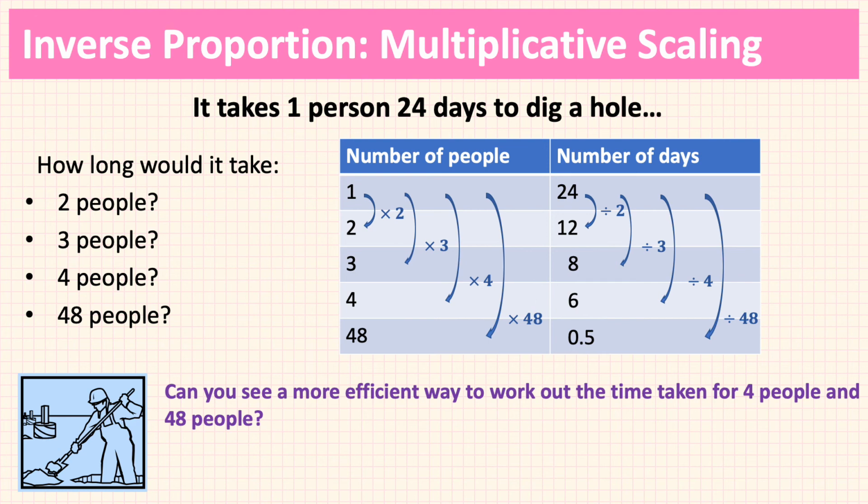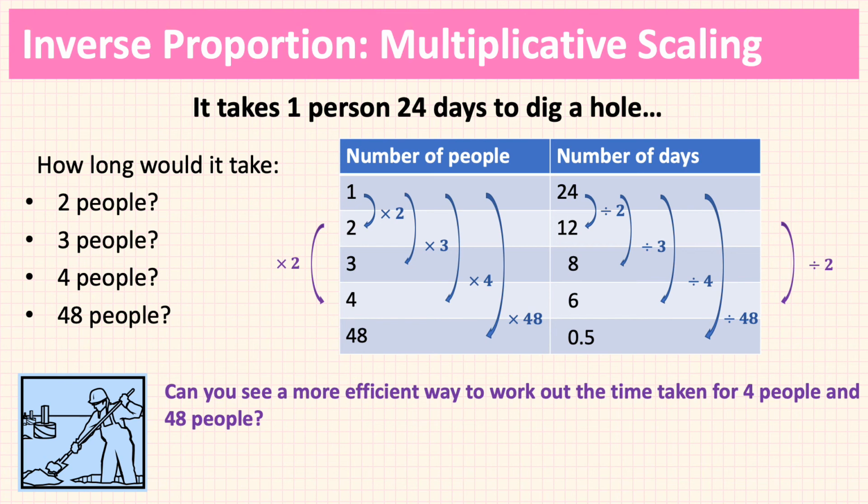Okay then, so thinking about 4 people. So what you could have done, given that you've already worked out how long it takes 2 people, you could have then said, all right then, I know that 2 is a factor of 4 and I multiply it by 2 to get 4. So I could also divide the number of days it takes 2 people by 2 to get the number of days it takes 4 people. So I look across, 12 divided by 2 is 6, which is the same answer I got referring back to the top row.